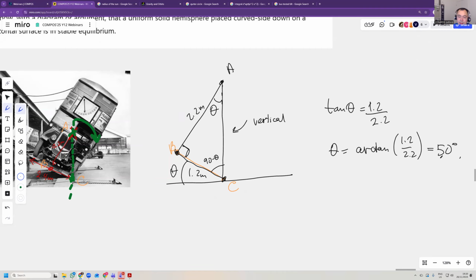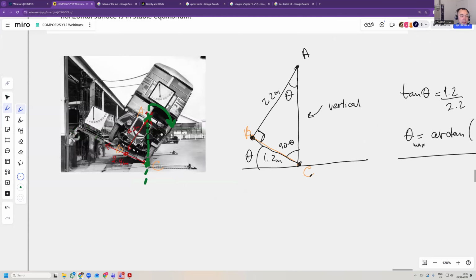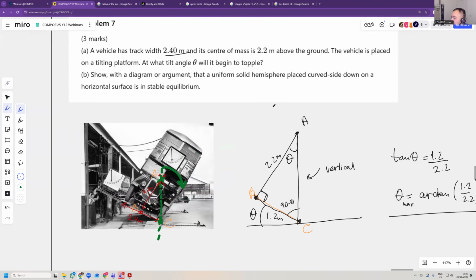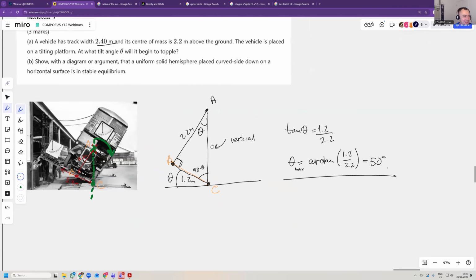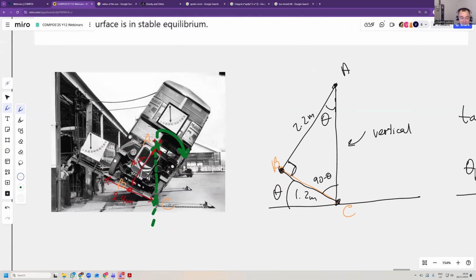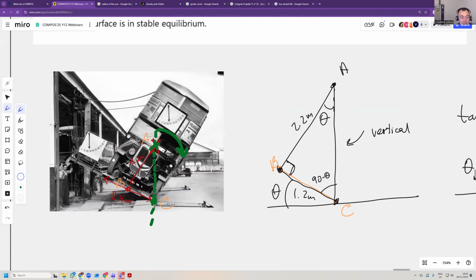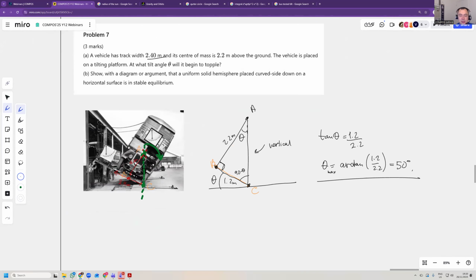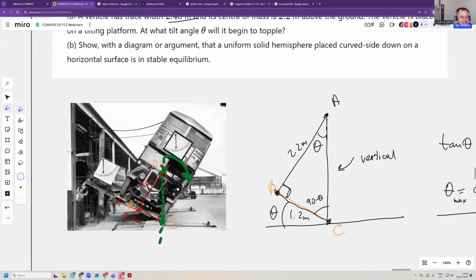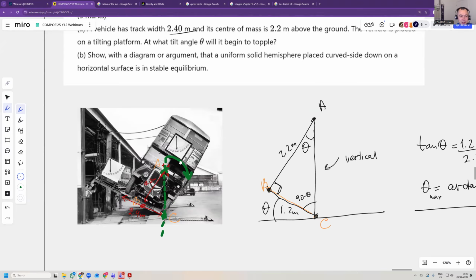50 degrees. That's the maximum tilt that you can have on this particular bus. I don't know how realistic these numbers are. I think a normal bus would topple at around 40 degrees. Certainly not 30, but yeah. You can look it up. When would a London double decker bus topple over?